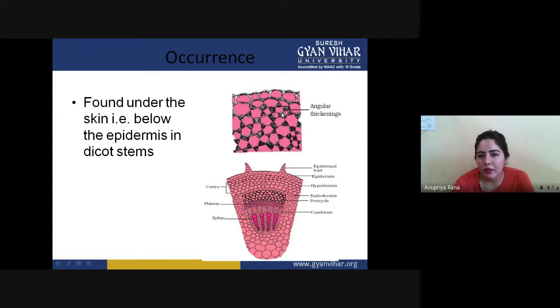This is angular thickening. Not the whole cell has thickening, but at several places only. Also here you can see, after the epidermis and before the cortical region, there is a slightly darker zone, the hypodermis. This hypodermis is basically made up of parenchyma. Because of this thickening pattern, the collenchyma can give mechanical support to the plant.